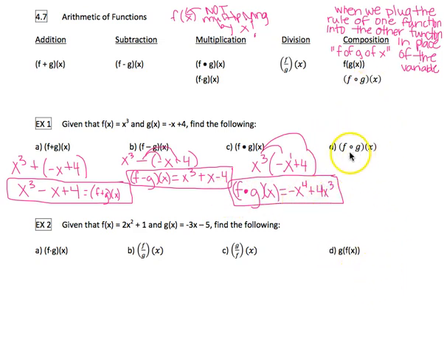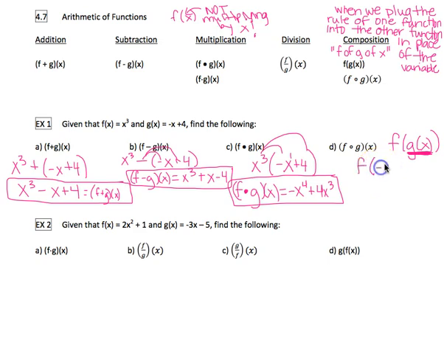Last one for example 1. This is an open circle, so that means this is composition. If you are more comfortable writing it the other way, remember this is the same as this. And what it means is we plug the rule of the inside function, we always start with the inside function, into the other function, the outside one, in place of the variable. So the first thing I always do, just like PEMDAS, is start with inside the parentheses, and I'm going to put what the rule for g of x is inside that parenthesis.